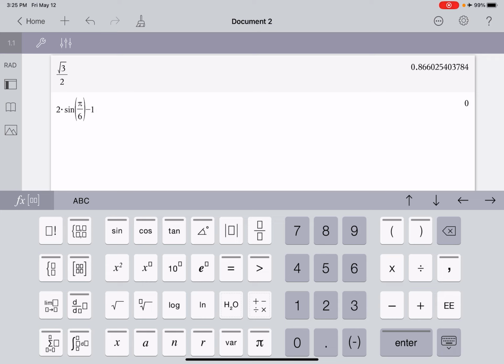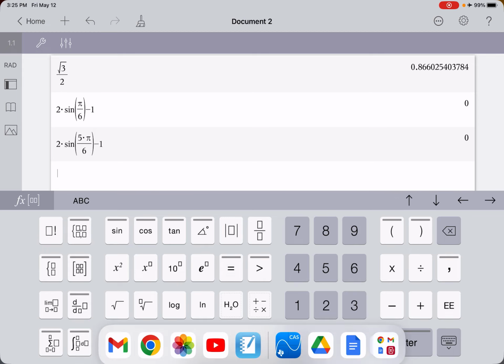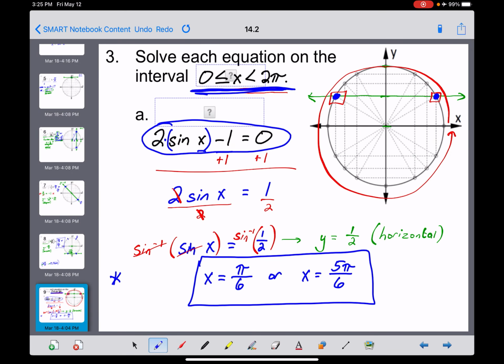And we did. Guys, if you're doing this on your 84, make sure your mode is in radians. If you're in degrees and you type this in, it will not work out. The second one was 2 sine of, and we believe our second solution was 5 pi over 6. And then we'll subtract 1 from that as well. And there you go, we got 0 yet again. So that proves now that our two solutions that we came up with actually work.